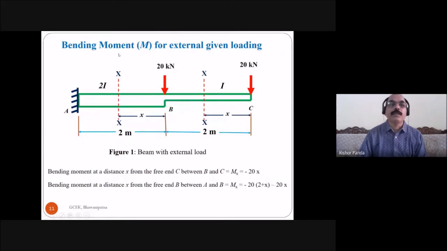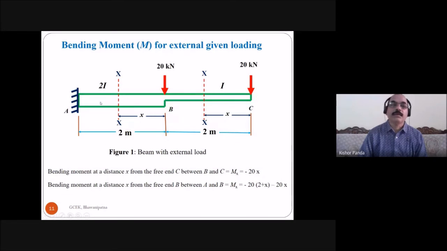So first, find the bending moment for the external loading. What external load is present on the cantilever beam? Due to that load, first find the bending moment between A and B and between B and C. For B and C, take a section XX at a distance x from the free end C, and find the moment of the section. The bending moment at a distance x from the free end C between B and C, the moment of the section, is Mx is equal to, this is 20 and this is x. So this is clockwise, so Mx is equal to minus 20 into x.